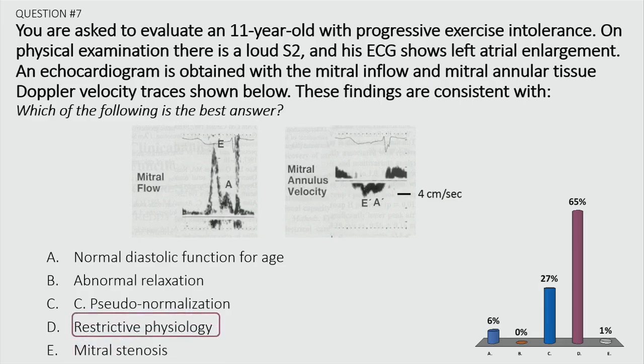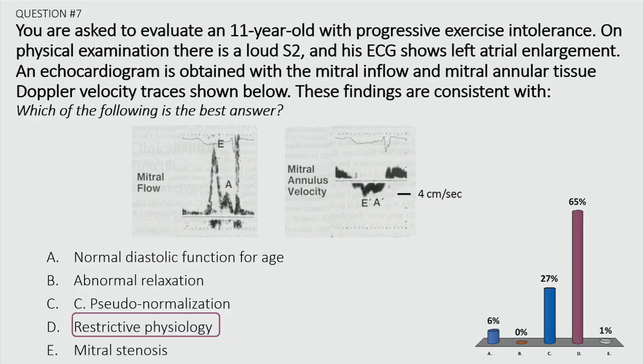Good, restrictive physiology. So the things about this curve that are abnormal: you're seeing on the mitral flow a very elevated E wave compared to the A wave. So the E to A ratio is markedly abnormal, markedly high, and we're seeing the low E prime velocity. So that's why both the E prime and the E to A wave ratio are abnormal. That's why A doesn't apply.